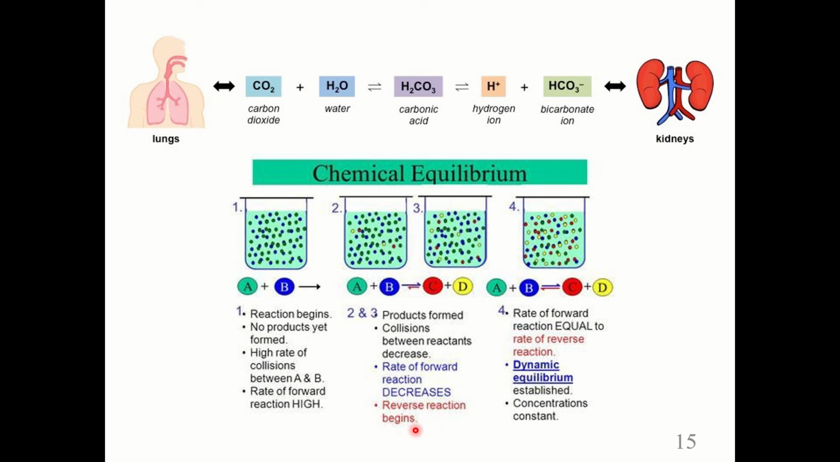In steps 2 and 3, the products are formed. Collisions between reactants decrease, the rate of forward reaction decreases, and as we build up products, the reverse reaction will begin. In step 4, the rate of forward reaction is equal to the rate of reverse reaction. The dynamic equilibrium will be established and our concentrations will remain constant. Again, this is very important in maintaining homeostasis such as blood pH.